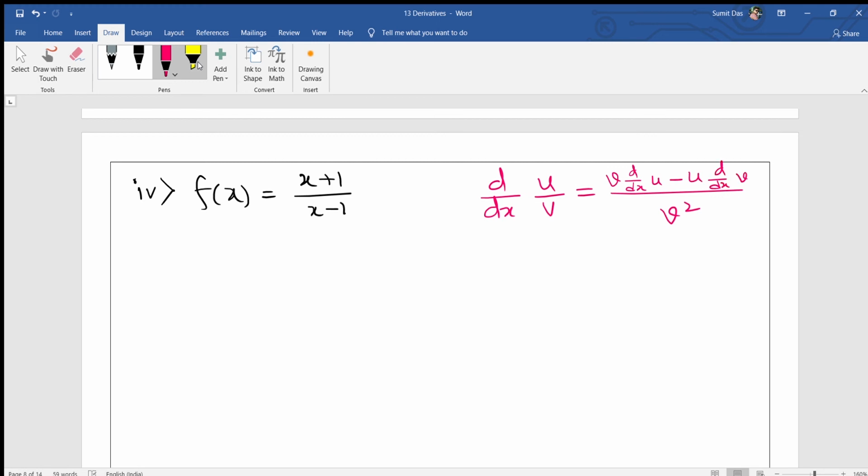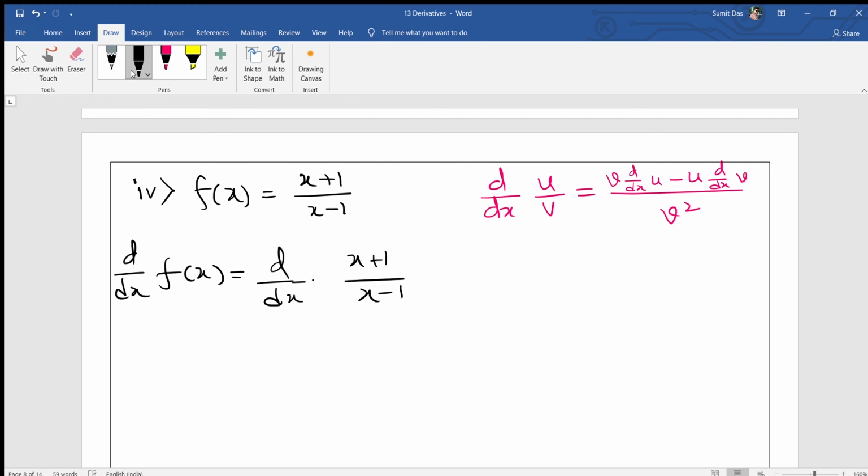Whatever will be the denominator will be squared, and we have to start with the denominator, times d/dx of u, minus u times d/dx of v. So here it will be d/dx of f(x) is equal to d/dx of (x + 1)/(x - 1). So this will be (x - 1) whole square.